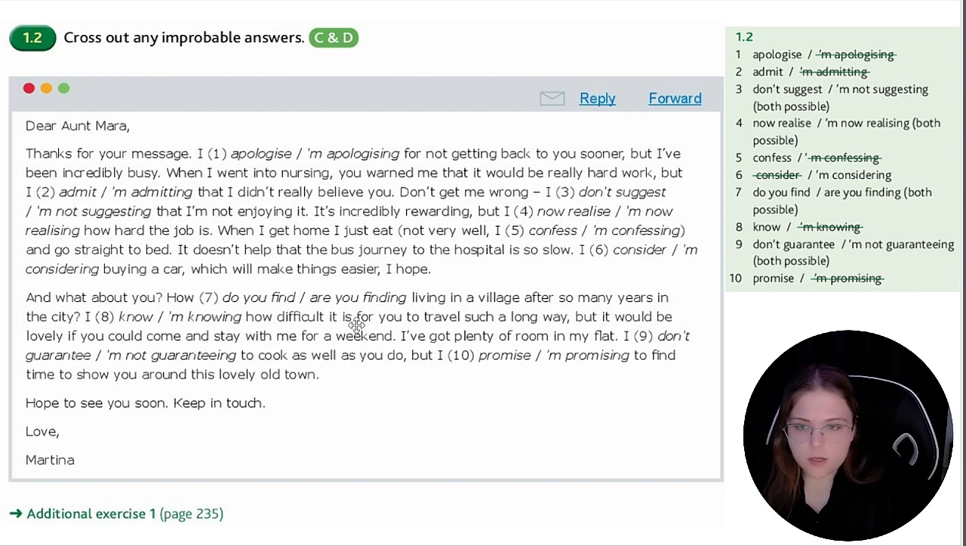I know how difficult it is for you to travel such a long way, but it would be lovely if you could come and stay with me for a weekend. I've got plenty of room in my flat. I don't guarantee, or I'm not guaranteeing, they're both possible. I'm not guaranteeing to cook as well as you do. By the way, in this case, I would better use I don't guarantee to cook as well as you do, as for me it sounds better.